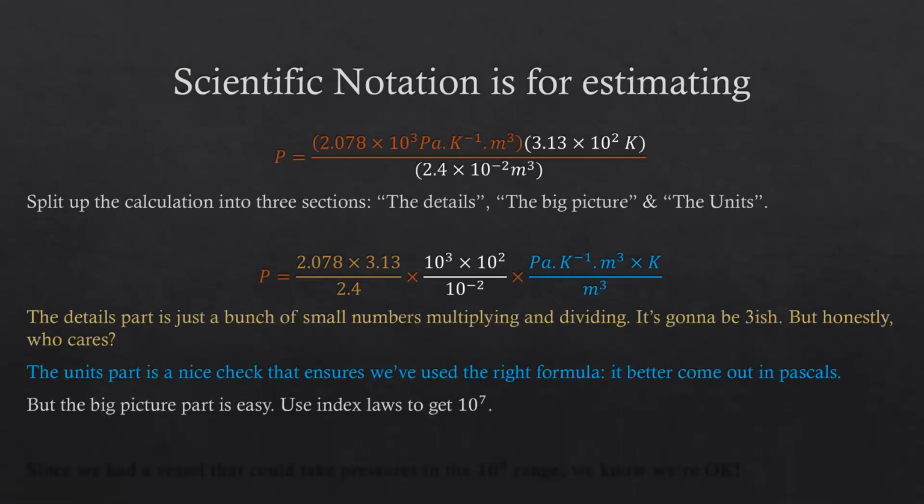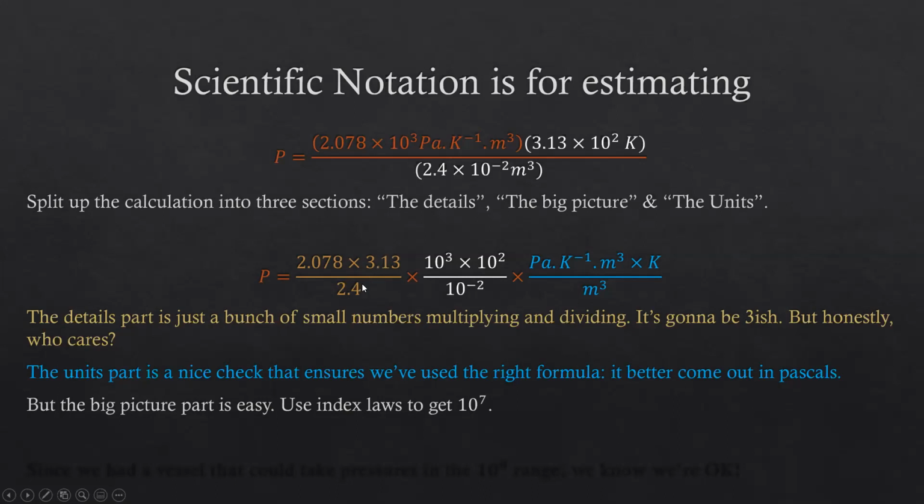So the details part, that's just a bunch of small numbers which are multiplying and dividing each other. This is going to be 2 times 3 divided by 2, so it's going to be 3-ish, somewhere around there. Maybe it's 3, maybe it's 4, maybe it's 5, maybe it's 7, whatever. It's just some number. And if you want to know it, then you can do this calculation.